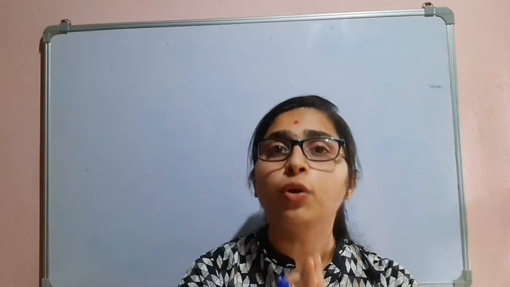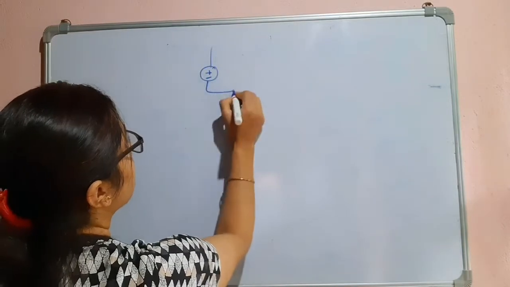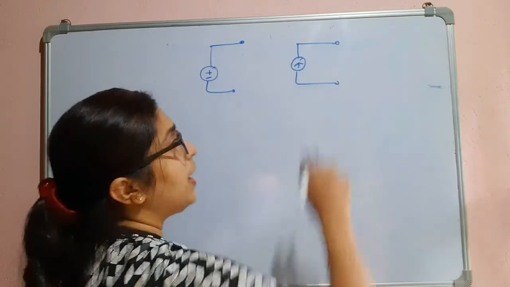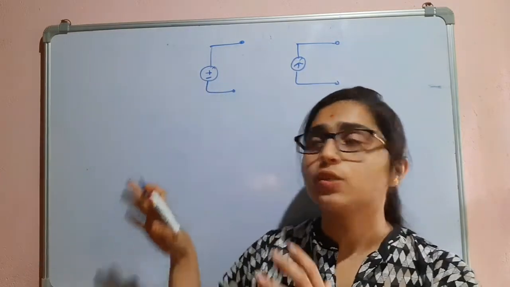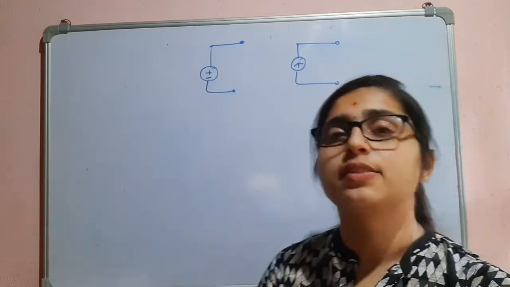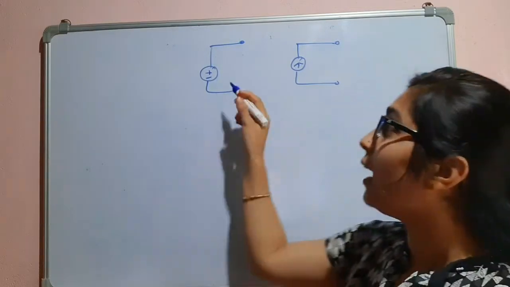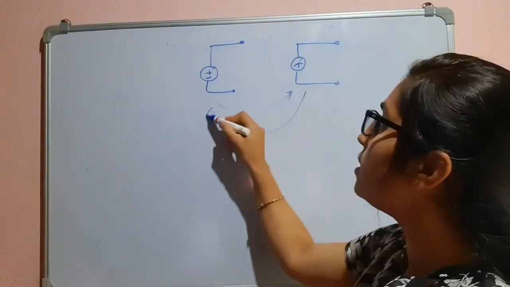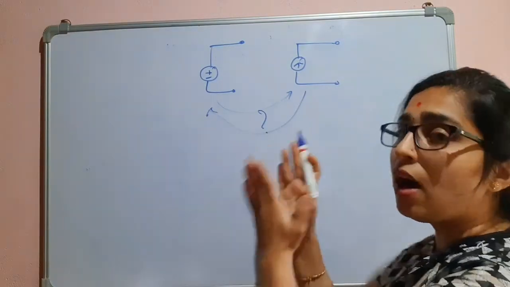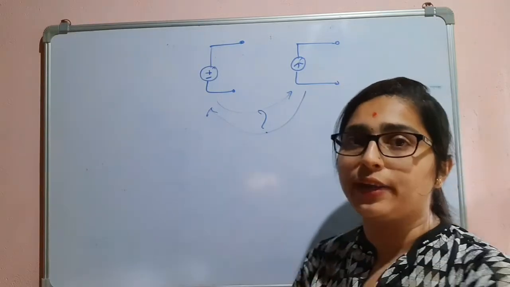You know about the ideal sources, right? This is the ideal voltage source. This is the ideal current source. That means it will not have any resistance. The voltage source has no resistance in series with it and the current source has no resistance in parallel with it. So these are the ideal voltage and current sources. Can I convert this to this or this to this? Can I convert an ideal voltage source to an ideal current source or an ideal current source to an ideal voltage source?